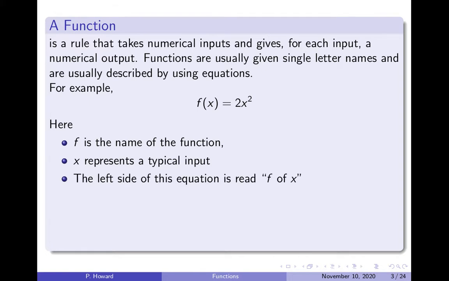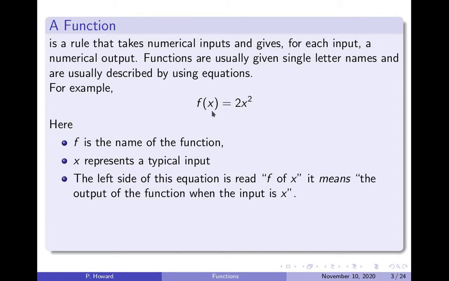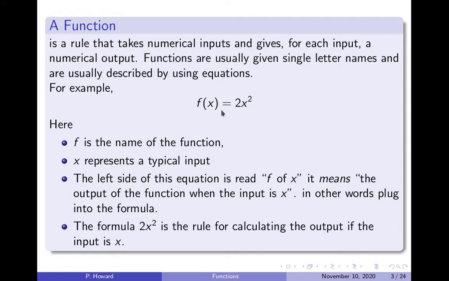The left side of this equation is read f of x, and it means the output of the function when the input is x. In other words, this means that you plug the number x into the formula. On the right-hand side of the equation, the formula 2x squared is the rule for calculating the output when the input is x. We'll be looking at lots of examples shortly.